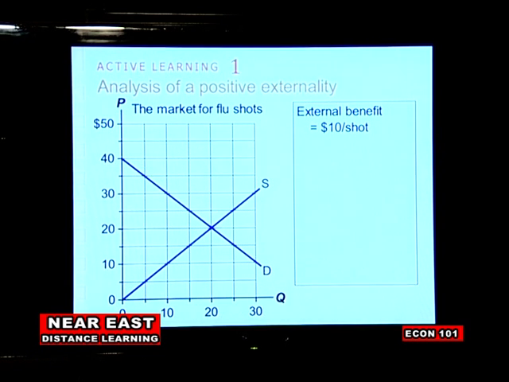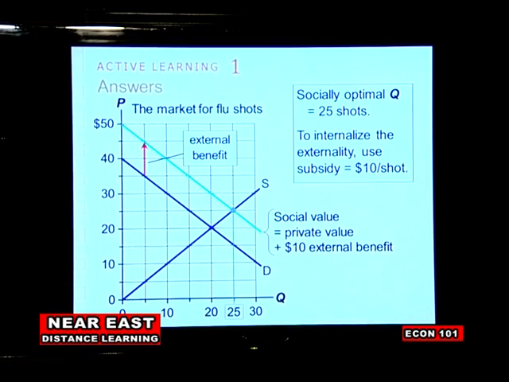Let's see. This is the analysis of a positive externality, which is the market for flu shots. After an external benefit, which equals $10 per shot, we shift the demand curve to the right, and we draw the social value curve. Then we find the socially optimal quantity, and to internalize the positive externality, we use a subsidy. So after a positive externality, as you see, the demand curve shifts up and to the right by the external benefit, which is here private value plus $10 external benefit.